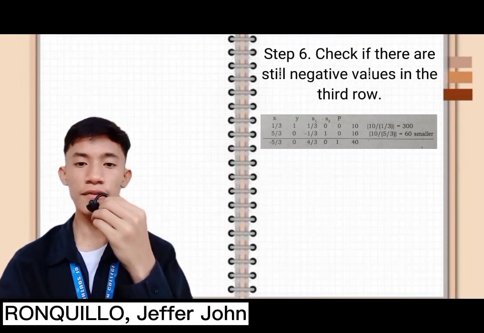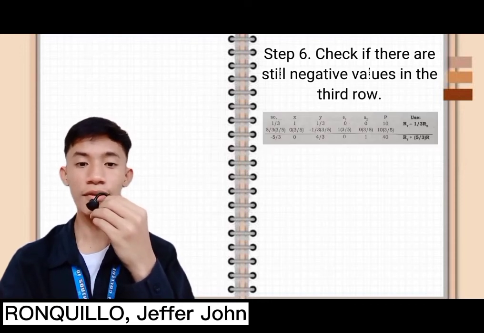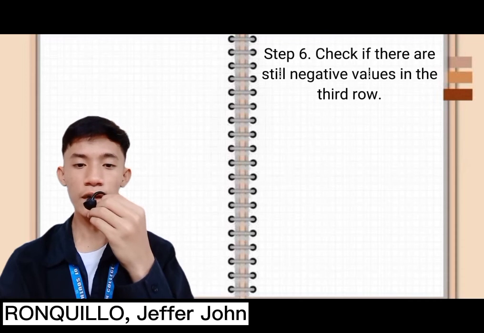Step 6, check if there are still negative values in the third row. If a negative indicator is still present, repeat steps 4 and 5. If no negative indicators are present, the maximum of the objective function has been reached. The next pivot column is the first column, where the most negative indicator is found again in the third row. The pivot element is 5 over 3. Turn 5 over 3 into 1 and the other values into 0. We have to repeat steps 4 and 5 since we still have a negative indicator in the third row.